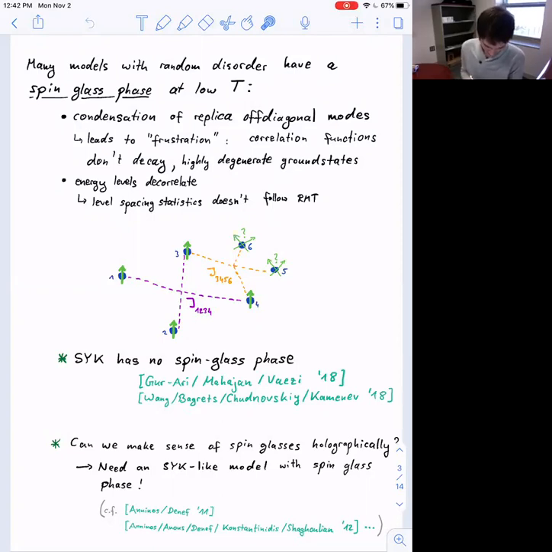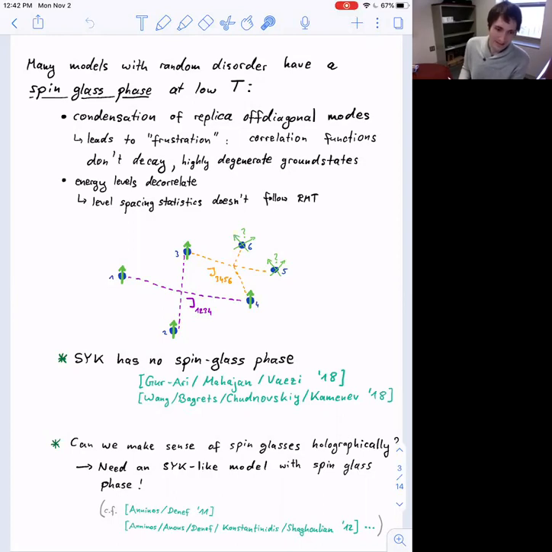So for instance, in this first paper, what they did is they essentially looked at these features that I just mentioned. They computed an effective potential for replica off-diagonal modes, whatever that means, I'll tell you in a minute. But they were looking for instabilities of the paramagnetic phase, the non-spin glass phase. And they didn't find any instability in that direction. They also looked at energy level statistics and found that everything is consistent with random matrix theory.